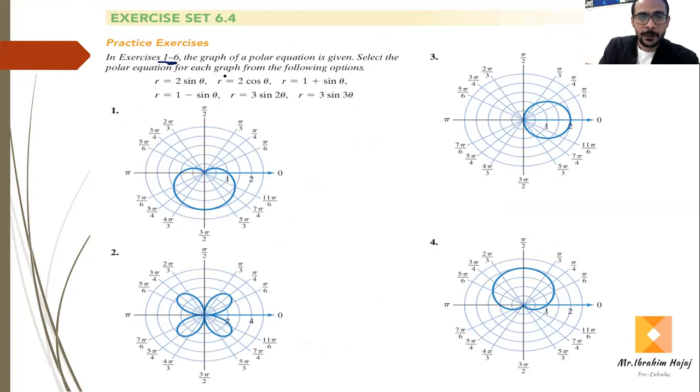Select the polar equation for each graph. It's easy, right? From 1 to 6. For question 1, write the equation next to each graph. Write your name above the answers and send the answer PDF to my WhatsApp.